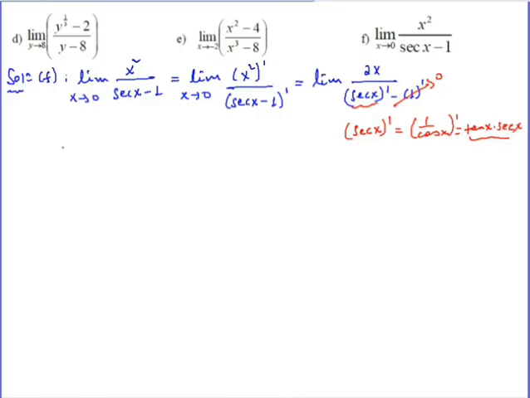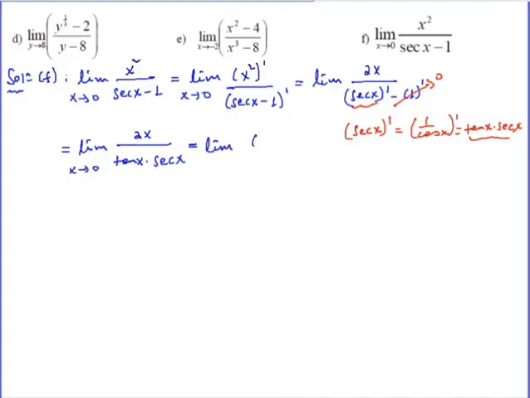This limit becomes the limit of 2x over tan x sec x. Now let's substitute x equals 0 and check again. It still becomes 0 over 0. If it is still 0 over 0, you can apply L'Hopital's rule again and again.